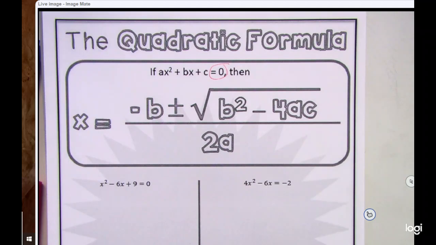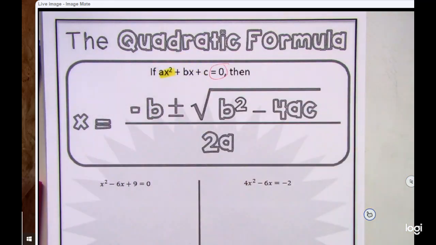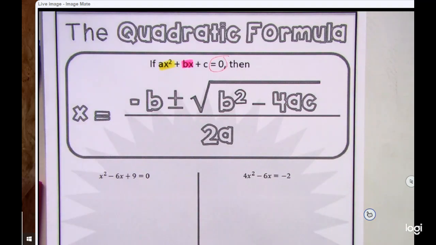All right. And you want it in descending order. If it's not in descending order, you get your terms messed up, okay? The A is always in front of the x squared. The B is always in front of the x. And the C is always your constant. But it has to equal 0. Okay, that's a have to.